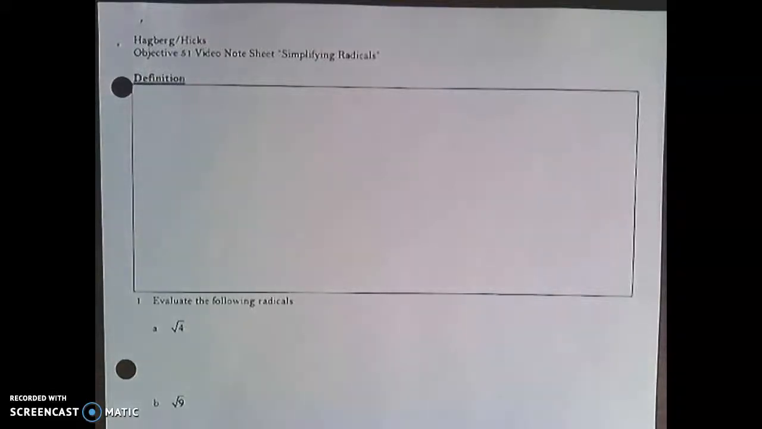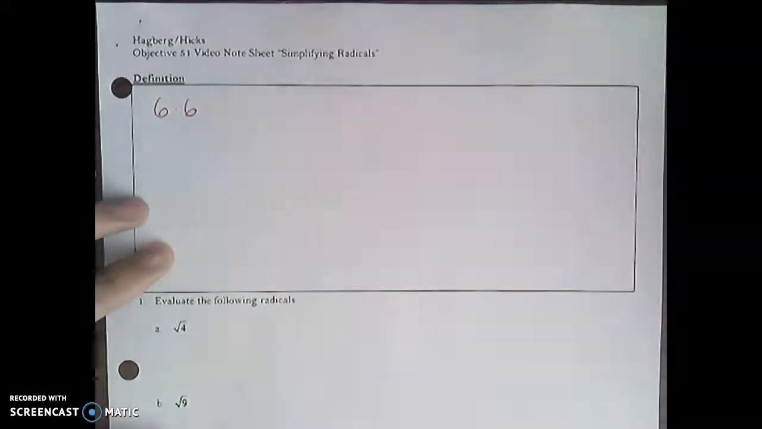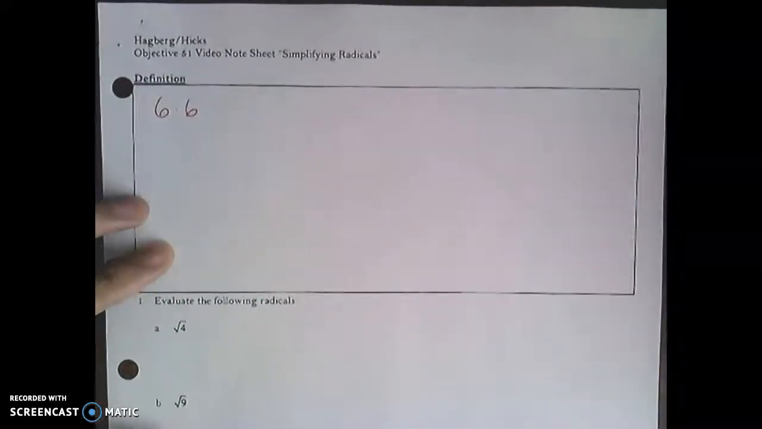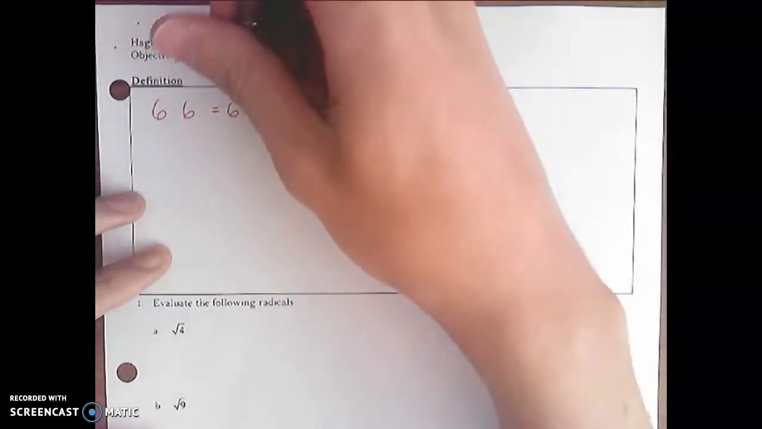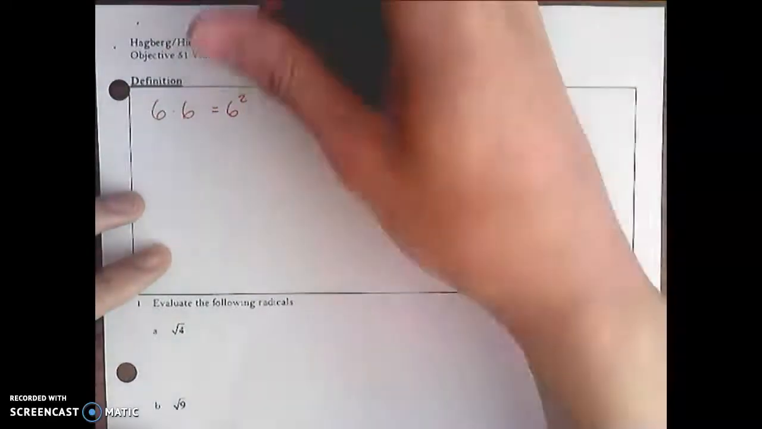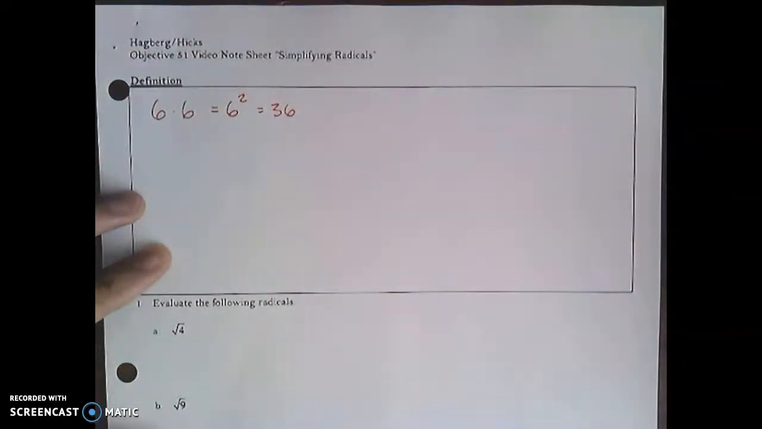Alright, so we're going to start off our next unit, Unit H, on radicals, beginning with Objective 51, which is talking about simplifying radicals. So before we begin, I just want to start off with a little bit of review. Let's start off with 6 times 6. When we see this, we know that we have 6 times itself 2 times. We can rewrite this as 6 squared. We can evaluate 6 squared, and we get 6 times 6 is 36.